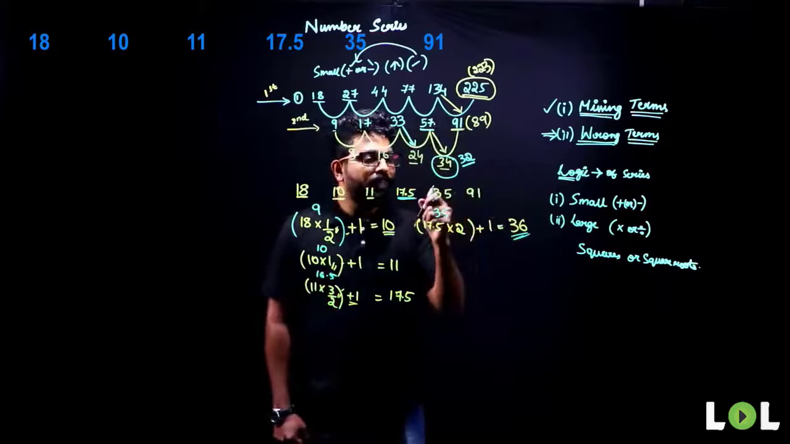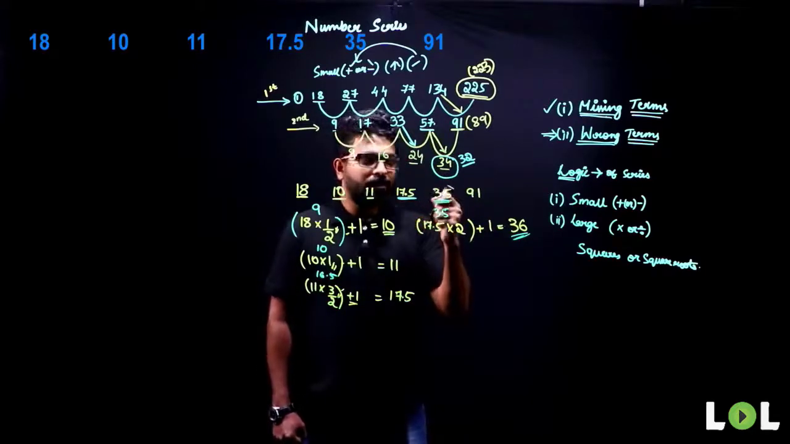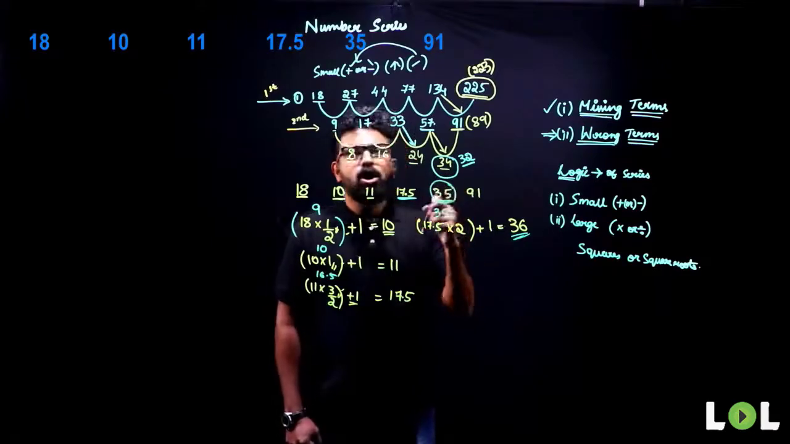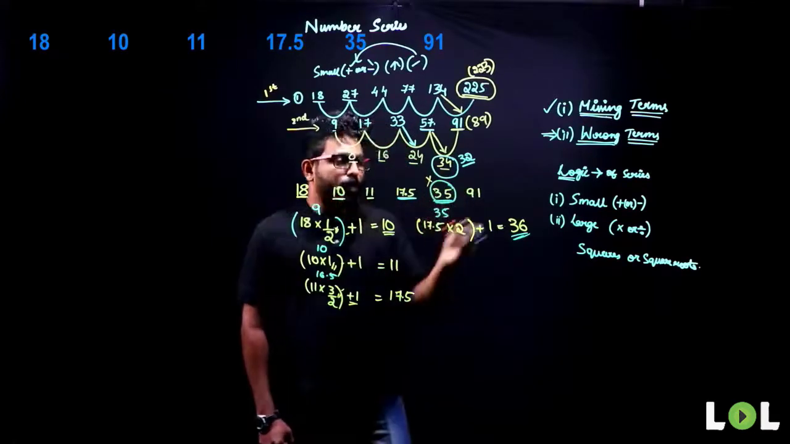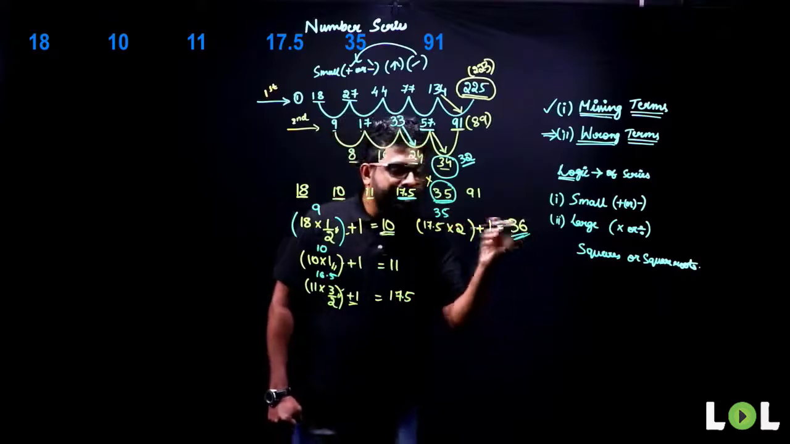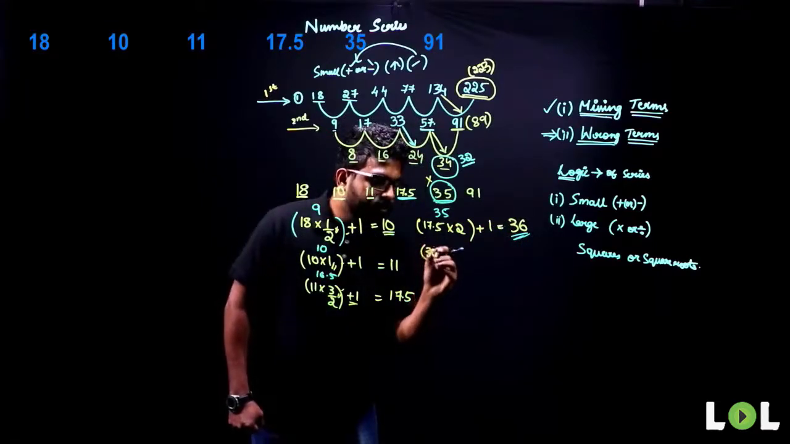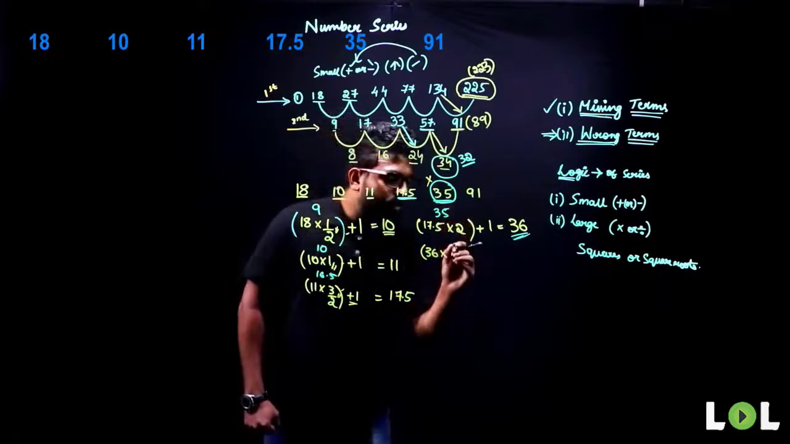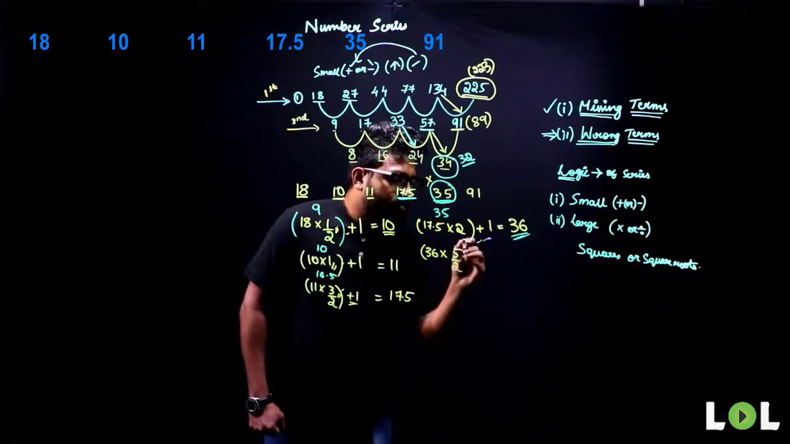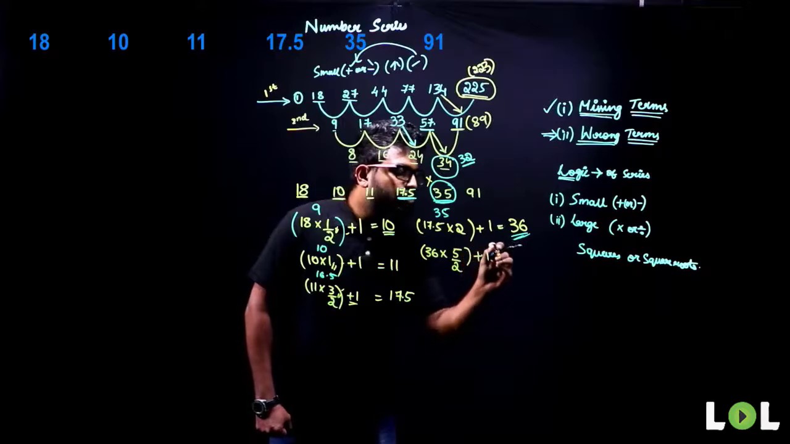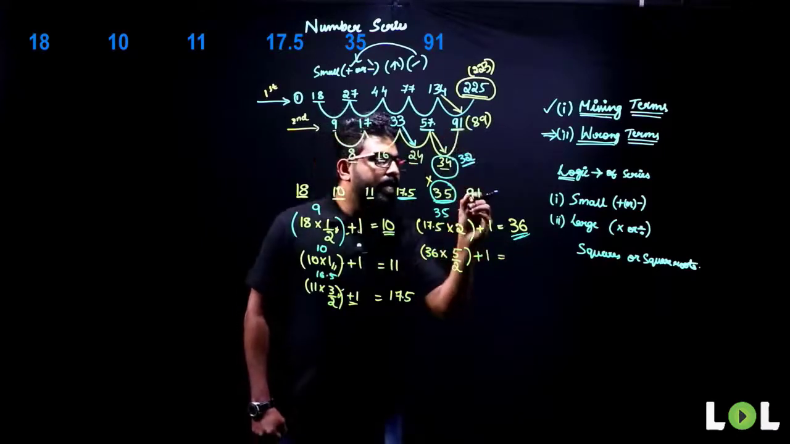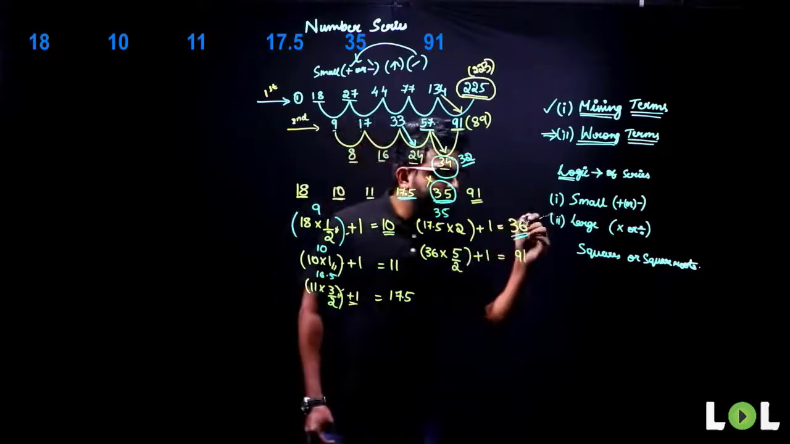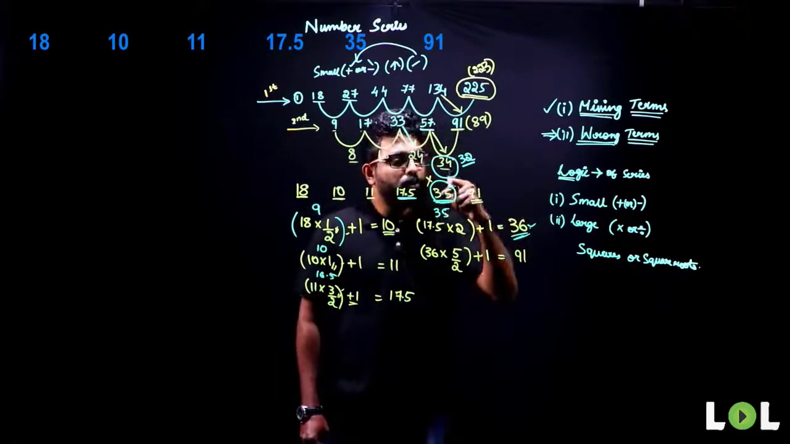But then what do I have in my question? I have 35 as my term, which means 35 is the wrong term. Let me cross verify that. How do I cross verify that? I take this 36 and multiply it with 2.5. 2.5 is nothing but 5 by 2. I add 1 to it. So if I get 91, then that will be correct. 36 would be the correct term.